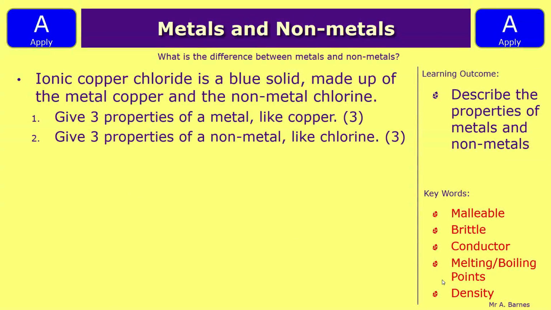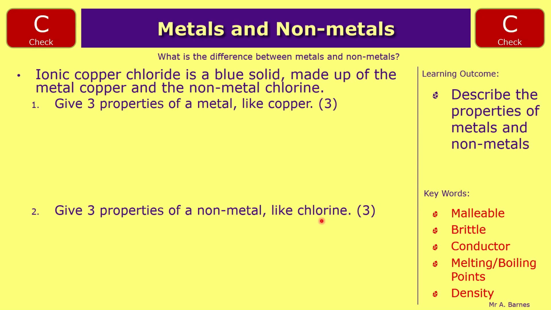Right, let's have a look at a few questions then. So we've just got the two here, which is ionic copper chloride is a blue solid made up of the metal copper and the non-metal chlorine. Give three properties of a metal, like copper, and give three properties of a non-metal, like chlorine. Now you'll notice, as most exam questions do, this whole part at the top here doesn't really add anything to the question. The key part here that you want is give three properties of a metal and give three properties of a non-metal, which you should know from watching the video. So pause now, have a go, we'll see how you've done in a min.